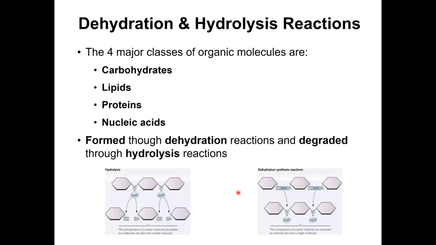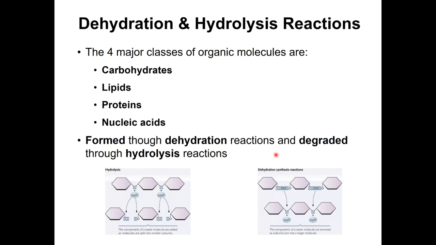Now, the 4 major classes of organic molecules that we'll talk about in the next lectures are going to be carbohydrates, lipids, proteins, and nucleic acids, which include RNA and DNA, so ribonucleic acid and deoxyribonucleic acid. Now, all of these molecules in general are formed through the polymerization of different monomers, different subunits, which is done, or I should say done and undone, through two types of reactions.